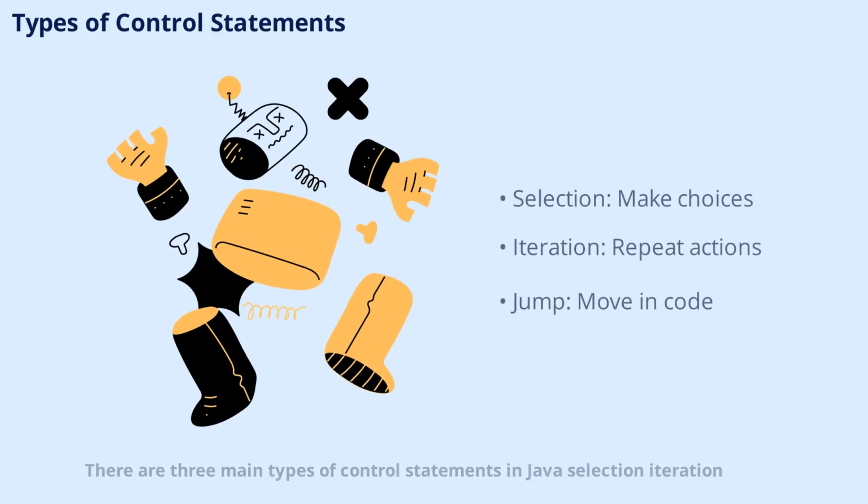There are three main types of control statements in Java: selection, iteration, and jump statements. Selection statements help your program make decisions, iteration statements let your program repeat actions, and jump statements help your program move to different parts of the code. Each type has its own special powers, and together they make your code dynamic and interactive. Let's break down each type and see how they work in real-life situations with our animated friends.